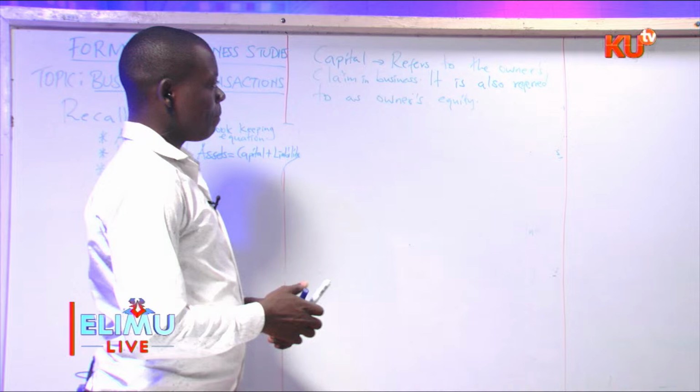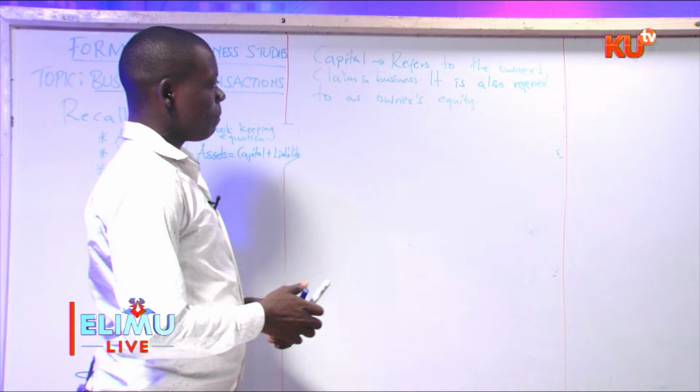We said that the balance sheet must have a heading, and the heading has three things. One, the name of the business. Below the name of the business, we write the name of the statement, which is balance sheet. And below the balance sheet, we write the date as when the balance sheet is prepared.